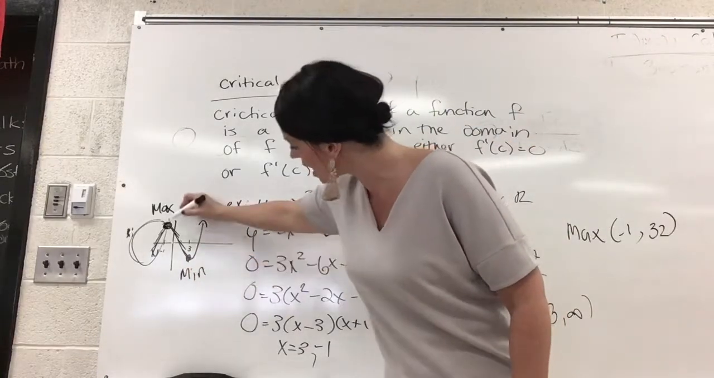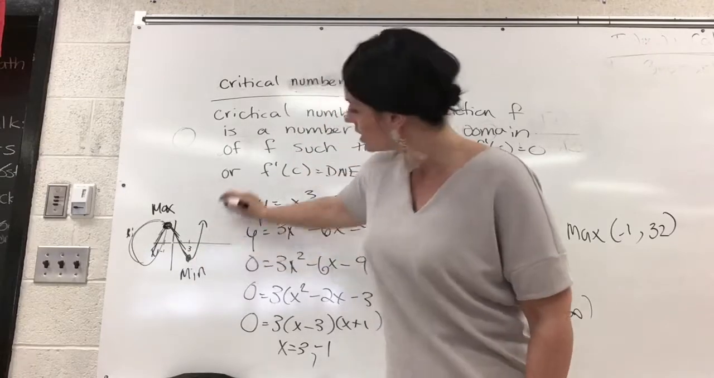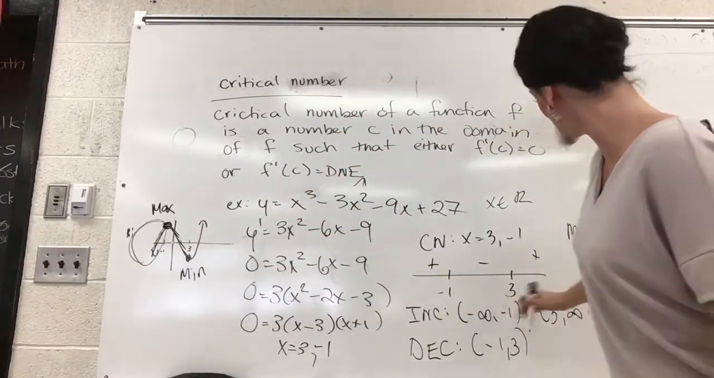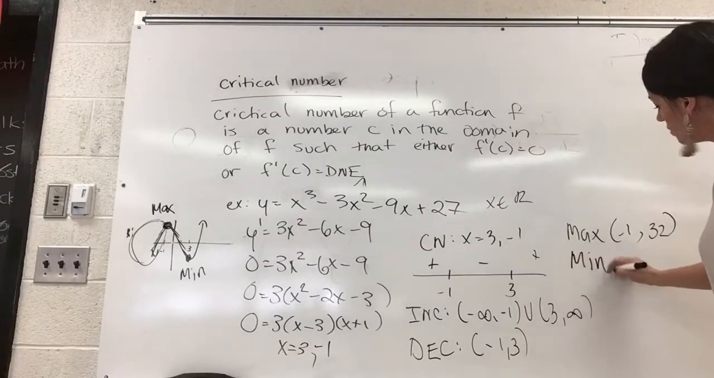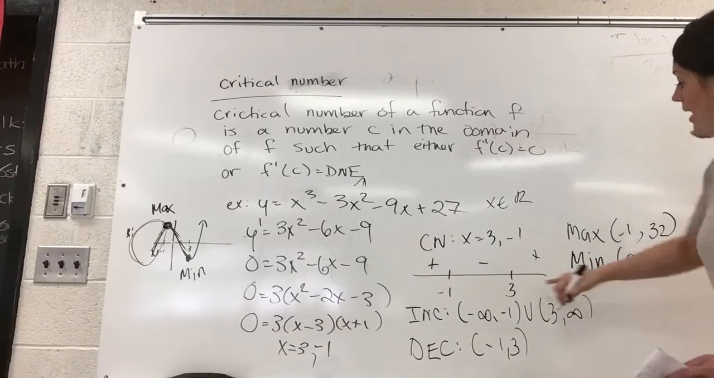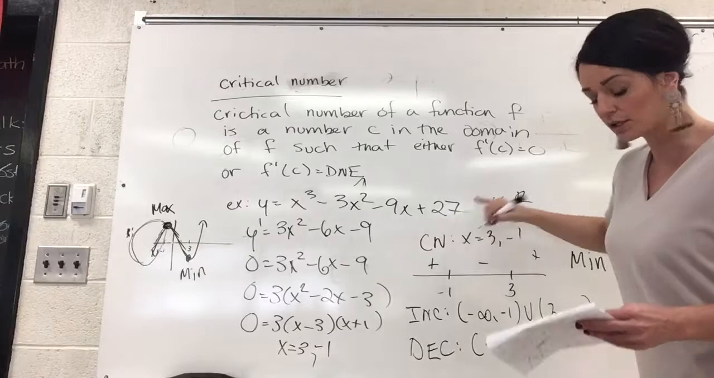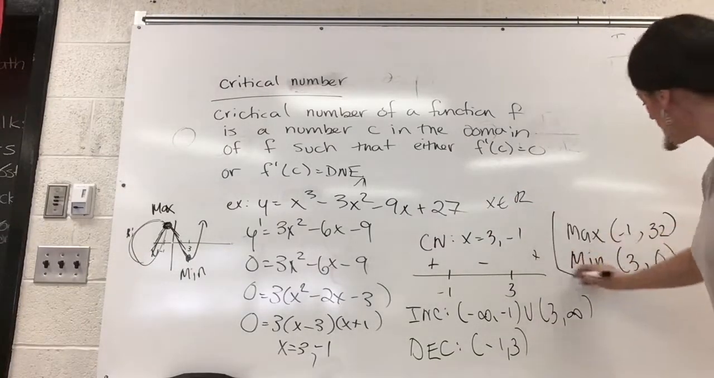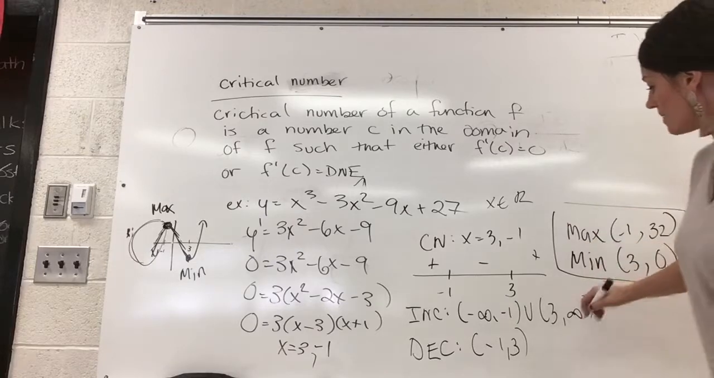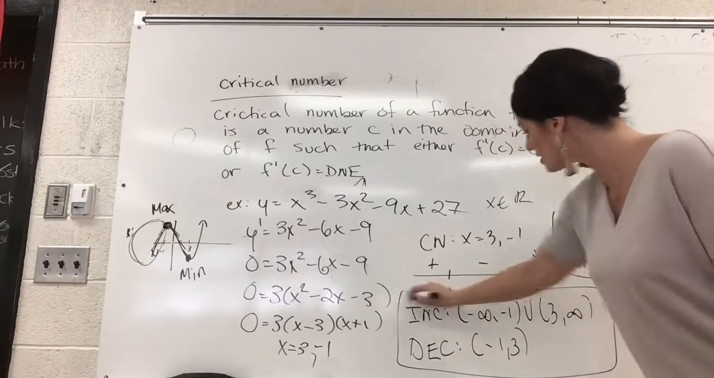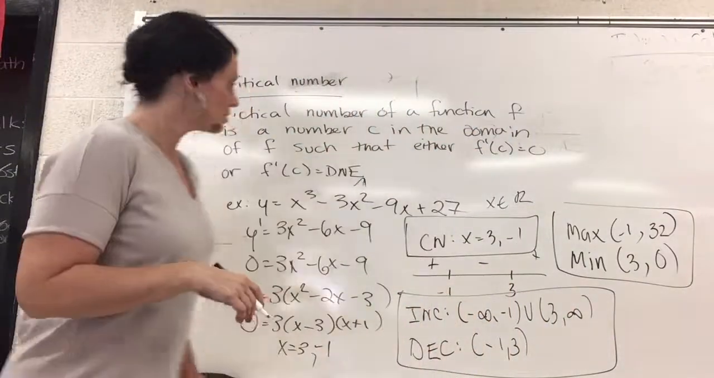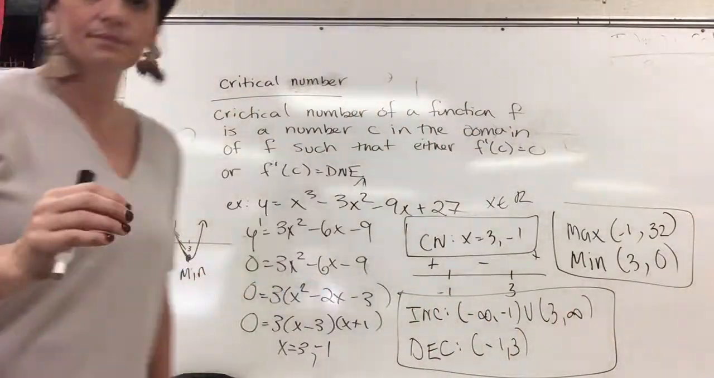And right here is a min. If you see, it changes from decrease to increase. So if I have a change from minus to a plus, I have a min value. So I have a min value where x is 3, and I plug x as 3 back into my original, because I'm trying to get a y value, and I get a y value of 0. So in this question, I have a max and a min, intervals of increase and decrease, and critical numbers. So those are the important things to take out of that question.